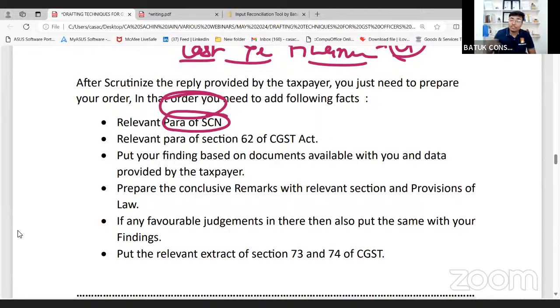The relevant para of the show cause notice we always include, there is nothing new in this. The relevant para of section 62 of the CGST Act, that is, assessment of non-return filers. Put your finding based on the documents available with you and the data provided by the taxpayer.